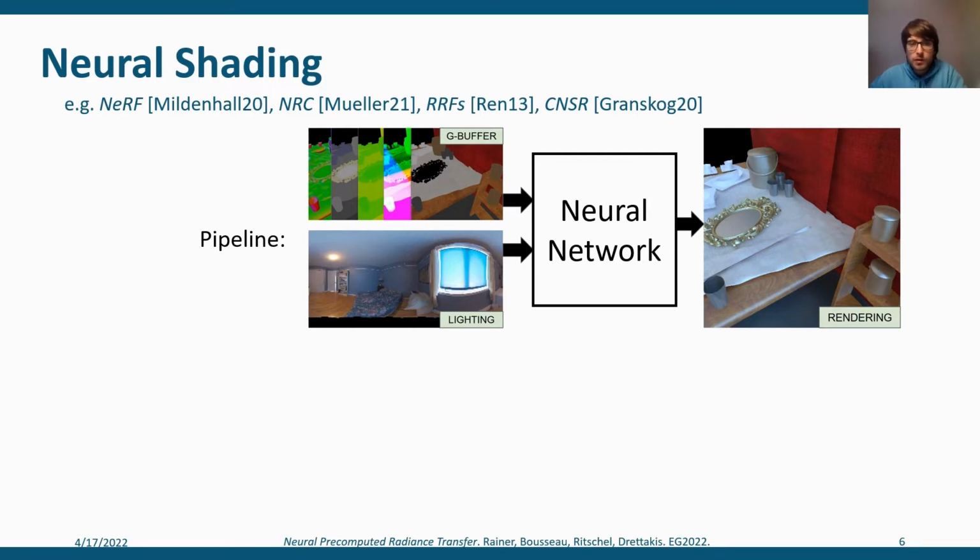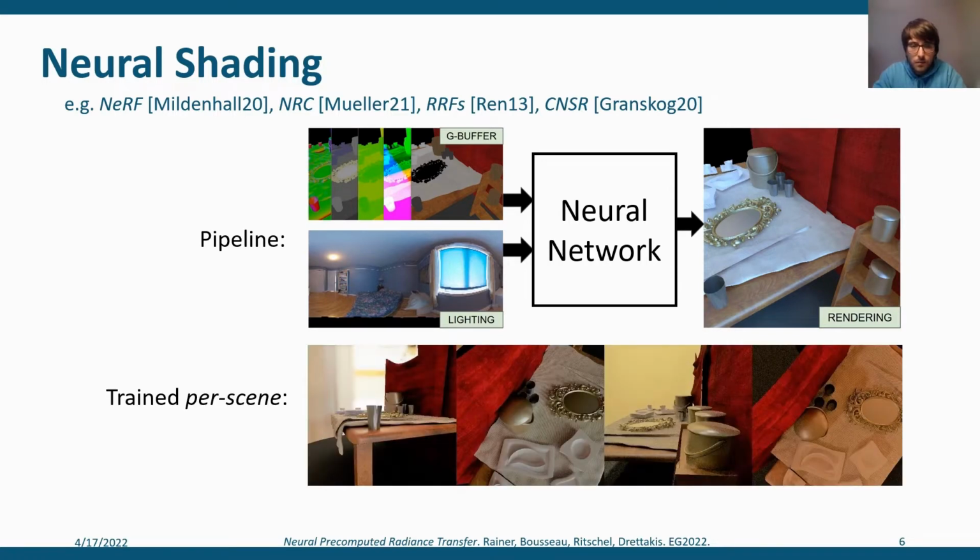Here, networks are trained to produce shading at any scene point, given some attributes of that point. Usually those attributes come from the G buffer, and optionally some representation of the lighting. NeRF, neural radiance caching, radiance regression functions, compositional neural representations are all examples of this specific type of neural rendering pipeline. And to obtain the highest quality rendering, those networks would typically not be trained to generalize, but trained per scene.